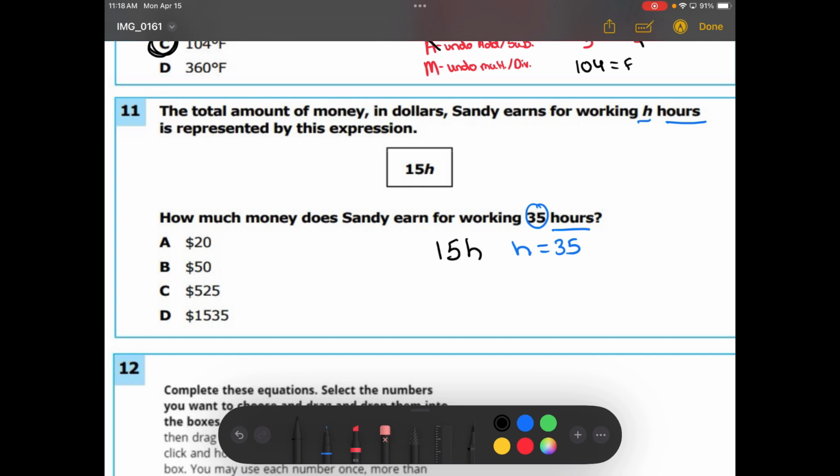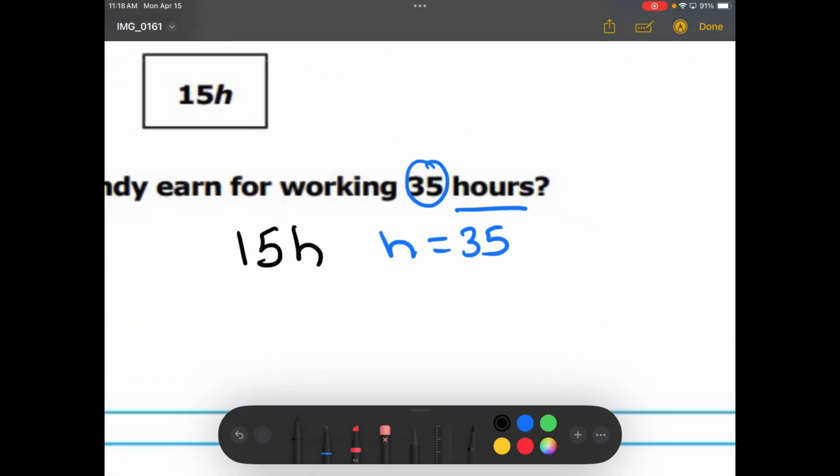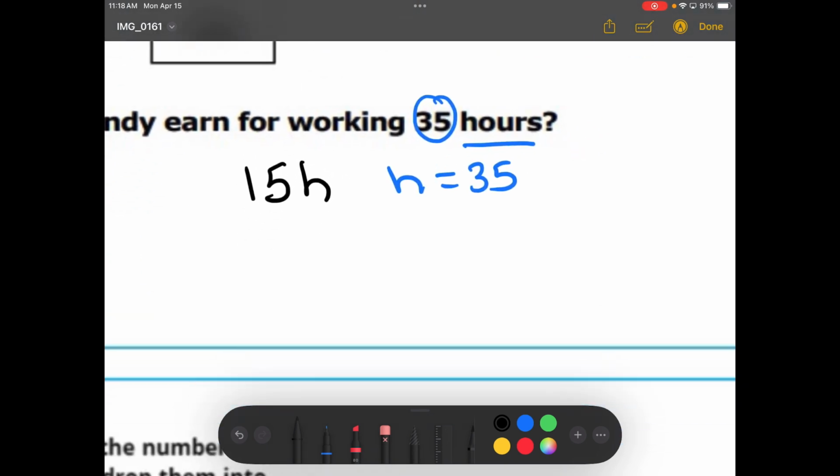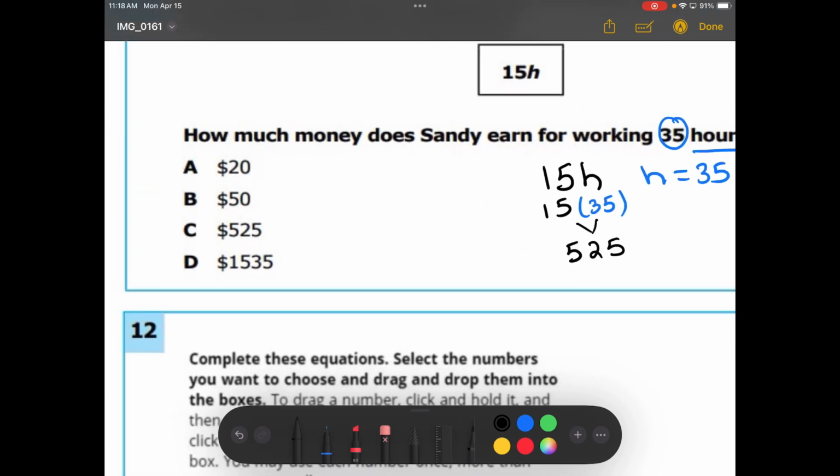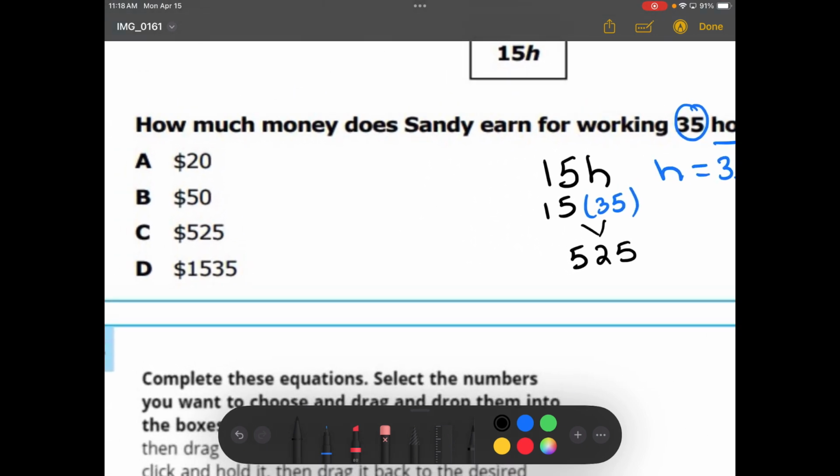What do you think they want us to do? Plug in 35 and multiply 15 times 35. 525. A, B, C, or D?